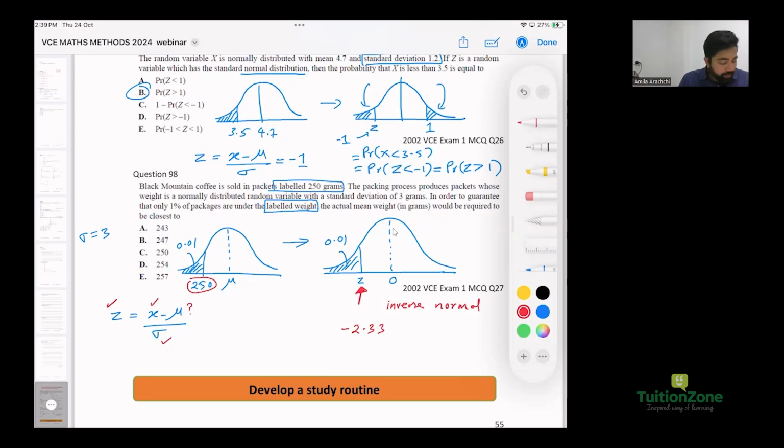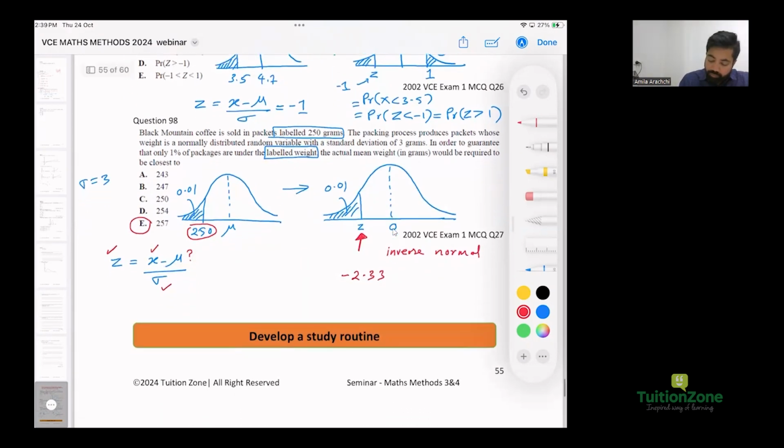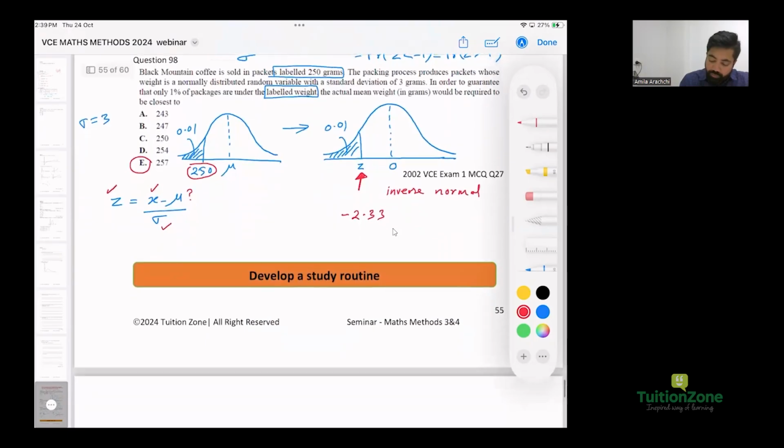Cool. What's the answer? Was it E? Check it out. Just solve by CAS. You'll get the answer. Yes, yeah. Let's see. Okay, good. All right.